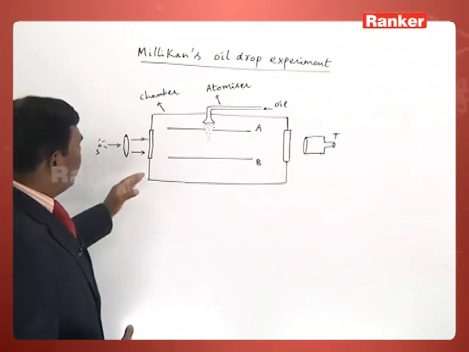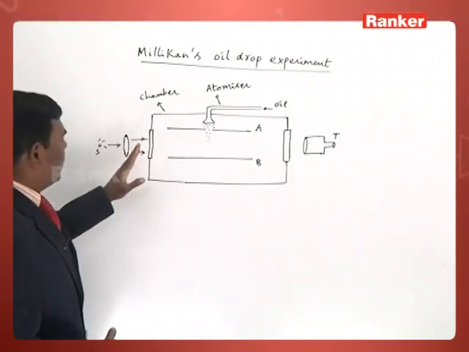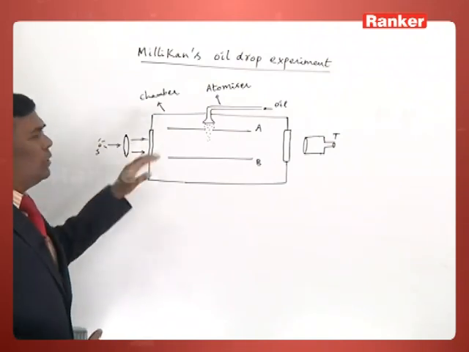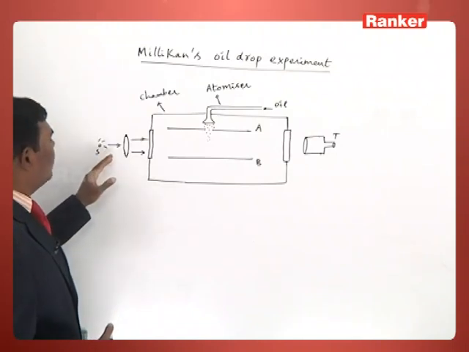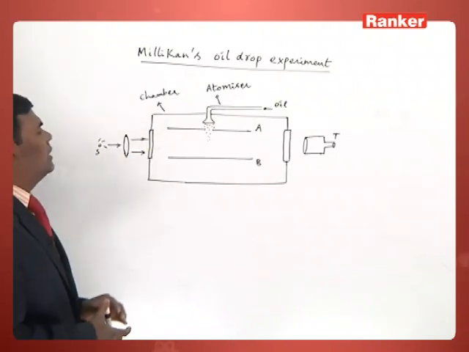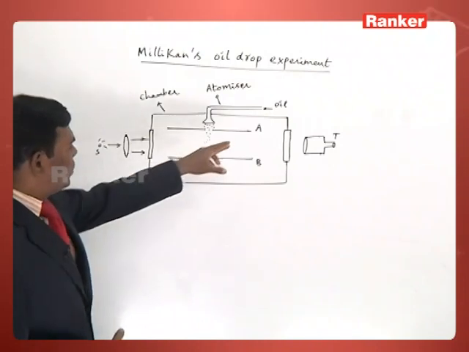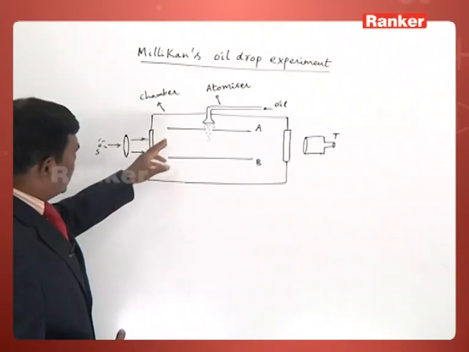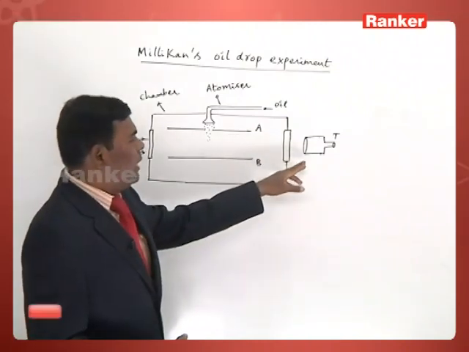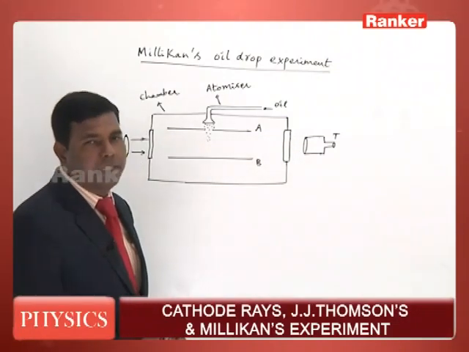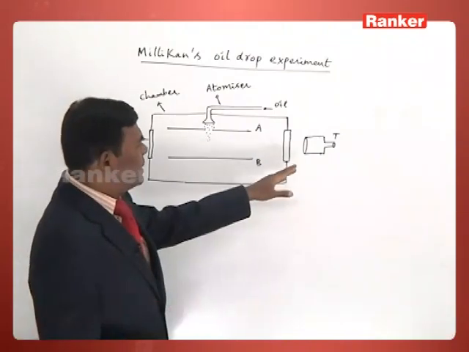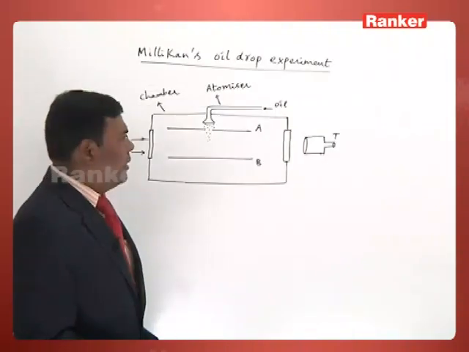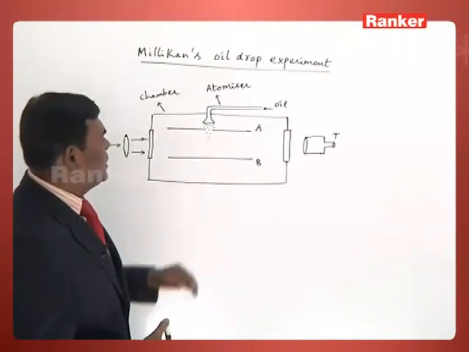Next, we have a window on one side of the chamber through which light can be sent into the chamber. We have a source of light, and from that light is sent into the chamber so that the region between the two metal plates can be properly illuminated, and the space between them can be viewed through a telescope which is placed on the other side of the chamber. The telescope has a micrometer arrangement so that you can measure the distances. Now a heavy oil is used in the experiment.